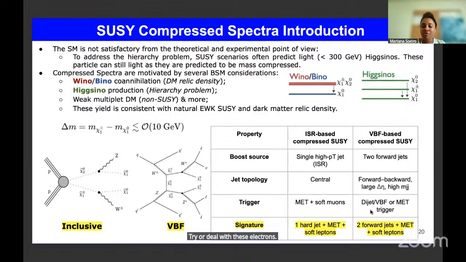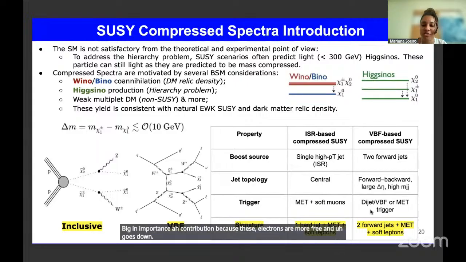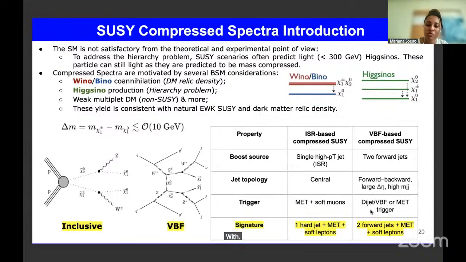Basically, VBF has a big and important contribution, because these electrons are more free and go down more. We can go down with the PT more frequently than in the ISR part, and this is the main idea of the use of VBF.